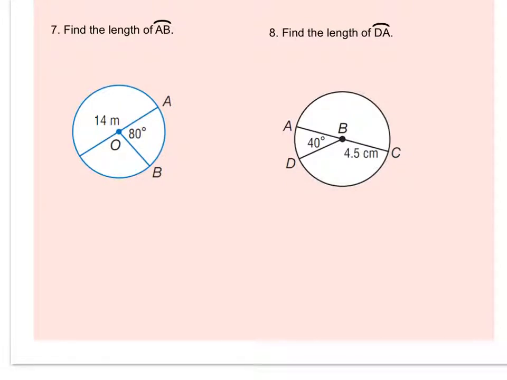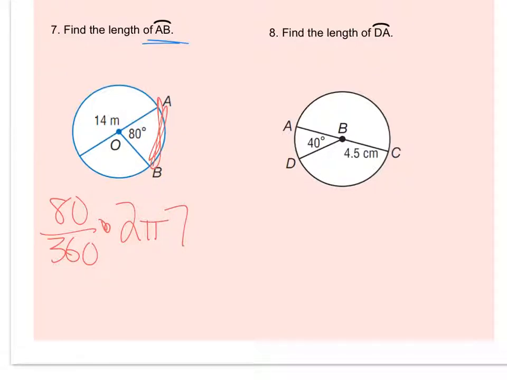All right, so figuring out the length of AB. So here, 80 over 360 times 2 times pi times 7, or 14 pi. So 8 times 14 basically becomes 3 1/9 pi, which is a great answer, meters. Or if you really want the decimal, you can multiply by pi, but that's just kind of cheating.